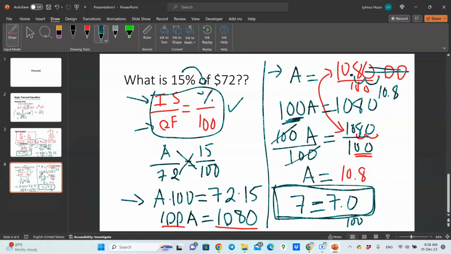So coming back, 1080 is also equivalent to 1080.000. Now we have the decimal. When we divide by 100, we just move by two digits, one, two, to the left. When we divide, we move to the left. When we multiply, we move to the right.